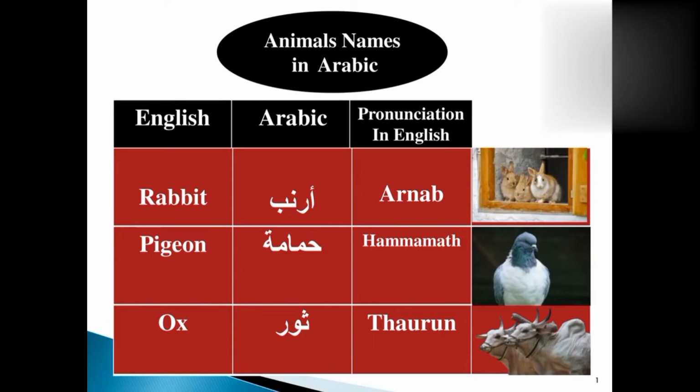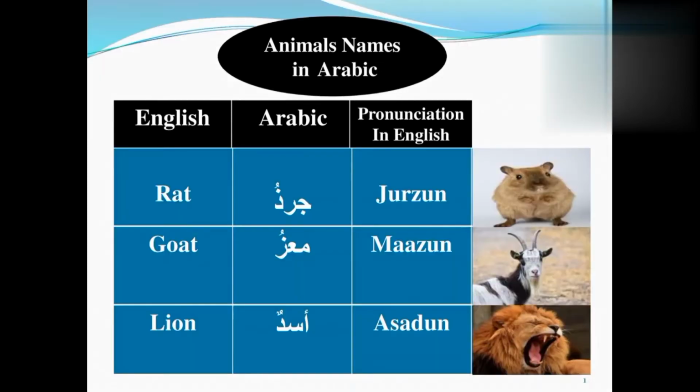Now see rabbit. For rabbit we use in Arabic arnab. Arnab means rabbit. Now see pigeon. For pigeon we use in Arabic hammama. Hammama means pigeon. Now see ox. For ox we use in Arabic thawrun. Thawrun means ox. Now see rat.